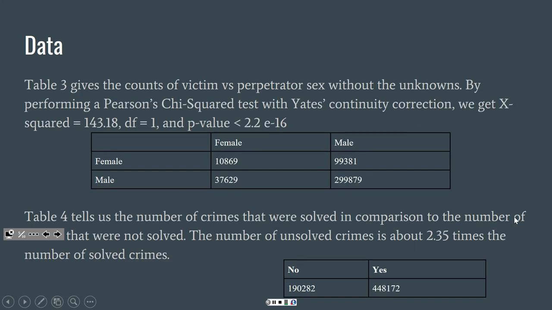So the next table we have is perpetrator sex versus victim sex. And this did not include the unknowns. You can see that there were a lot of unknowns, or unsolved, about 2.35 times the number of solved crimes. So if we look at this, we did a chi-square test, and at the 0.05 significance level, we found that our p-value was smaller than that. So it was not independent, and they do depend on one another, which makes sense.